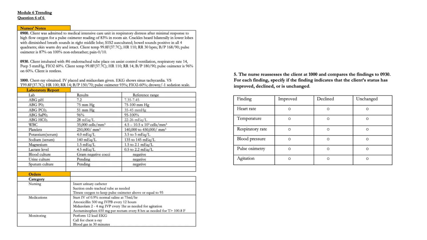Question 6 reads: the nurse reassesses the client at 10 a.m. and compares the findings to 9:30 a.m. For each finding below: heart rate, temperature, respiratory rate, blood pressure, pulse oximetry, agitation. Choose to specify if the finding indicates that the client's status has improved, declined, or is unchanged. Video will pause for a few seconds.